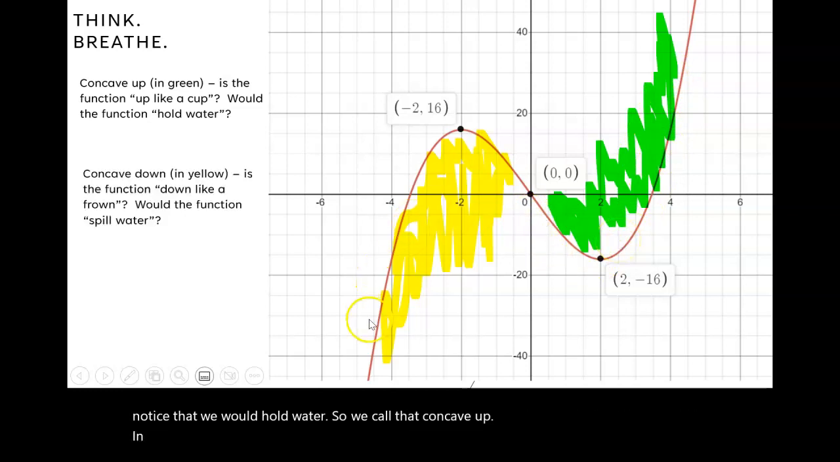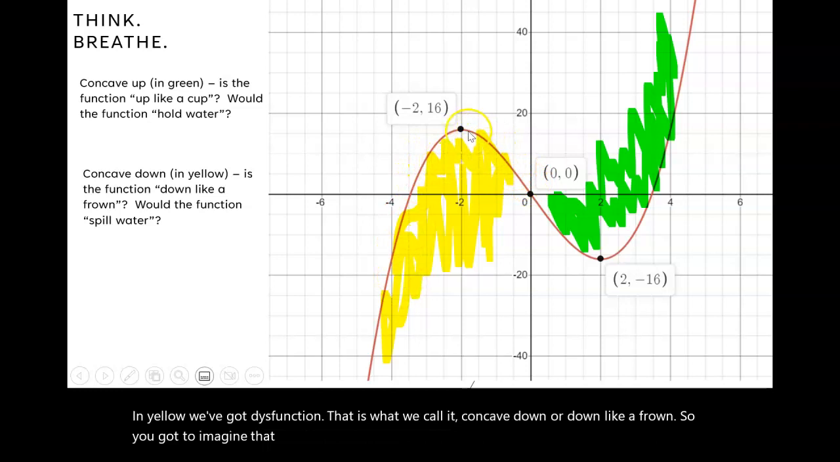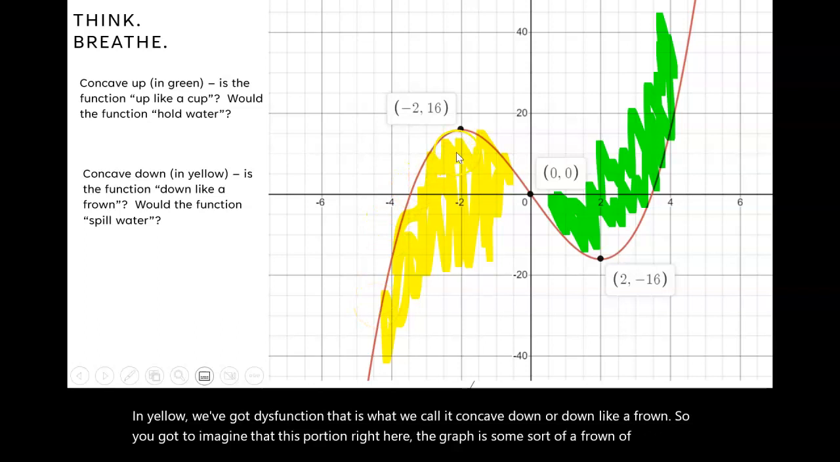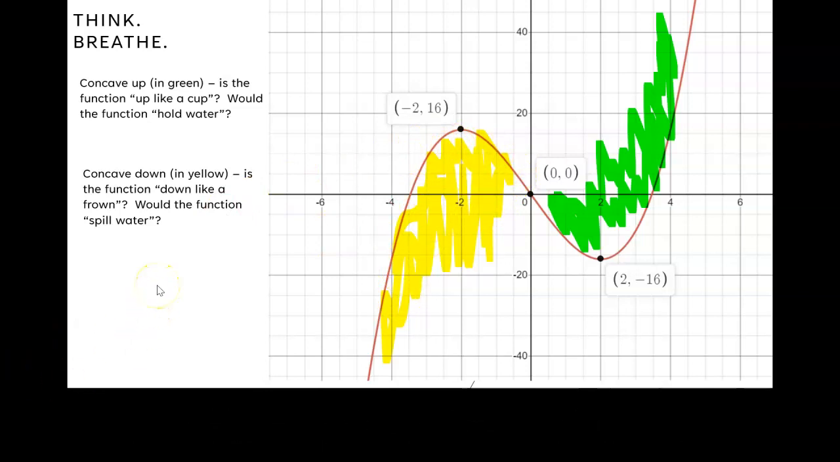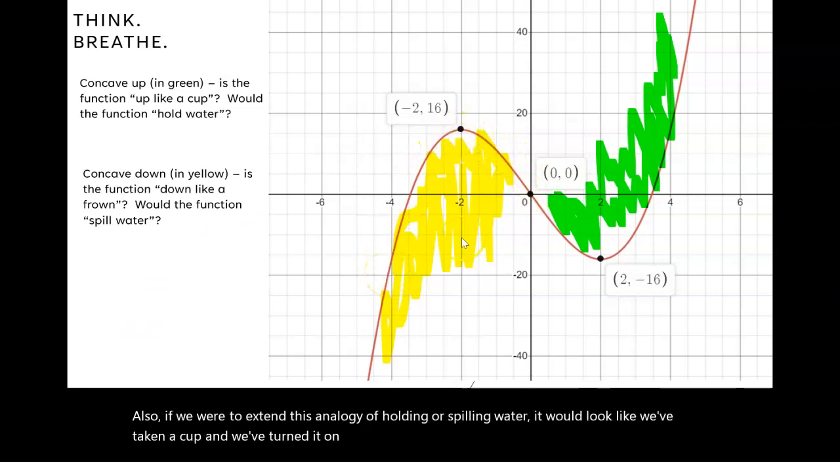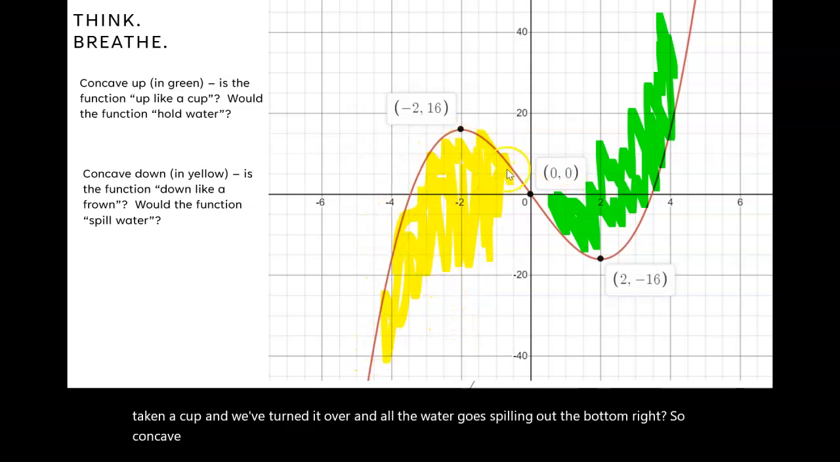In yellow, we've got this function that is what we call concave down, or down like a frown. You've got to imagine that this portion right here of the graph is some sort of a frown of a person, so it's down like a frown. Also, if we were to extend this analogy of holding or spilling water, it would look like we've taken a cup and turned it over, and all the water goes spilling out the bottom. So concave down all the way up until 0, concave up from 0 to infinity.